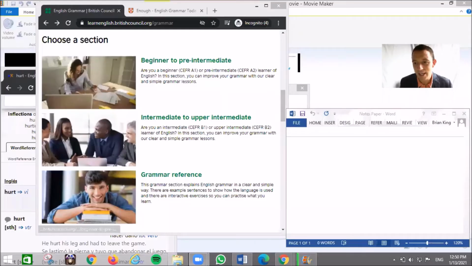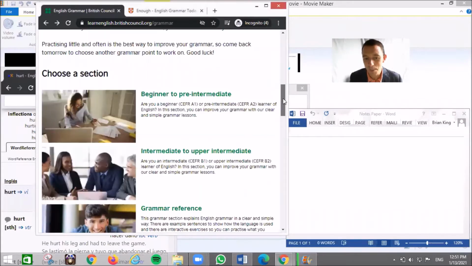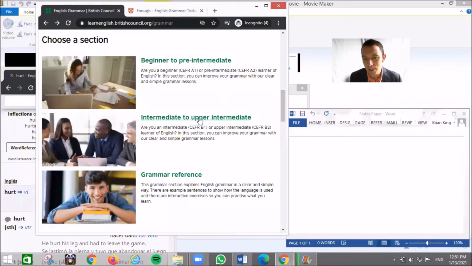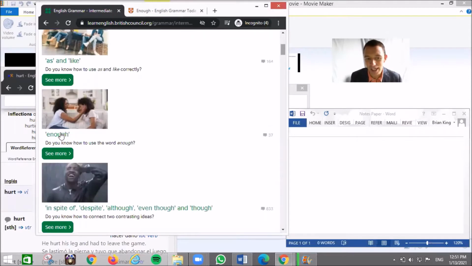So I'm going to share the screen, and you remember the page from yesterday is here. This was the British Council page and the grammar section, and we continue to the intermediate or upper intermediate section, and then we had the choice yesterday of as and like at the beginning, which we did, and today I want to look at enough.